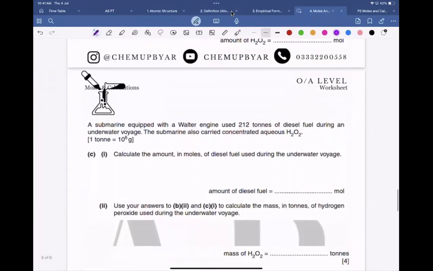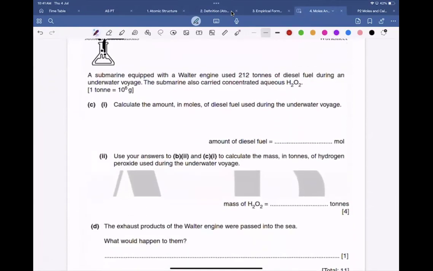Okay. Now have a look at the next part. A submarine equipped with a Walter engine used 212 tons of diesel fuel during an underwater voyage. The submarine also carried concentrated aqueous H2O2. They have given you the conversion that 1 ton is equal to 10^6 grams. Calculate the amount in moles of diesel fuel used during the underwater voyage. So I have to find the moles, and I am given the mass in tons. So I'm given the mass, right?